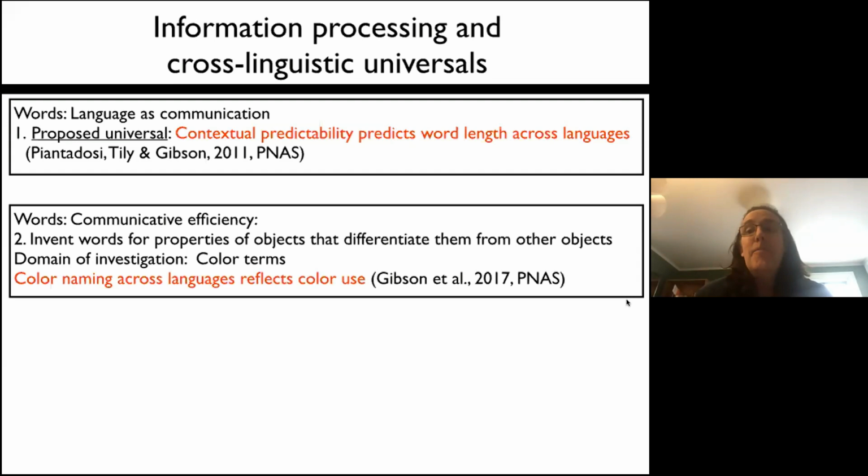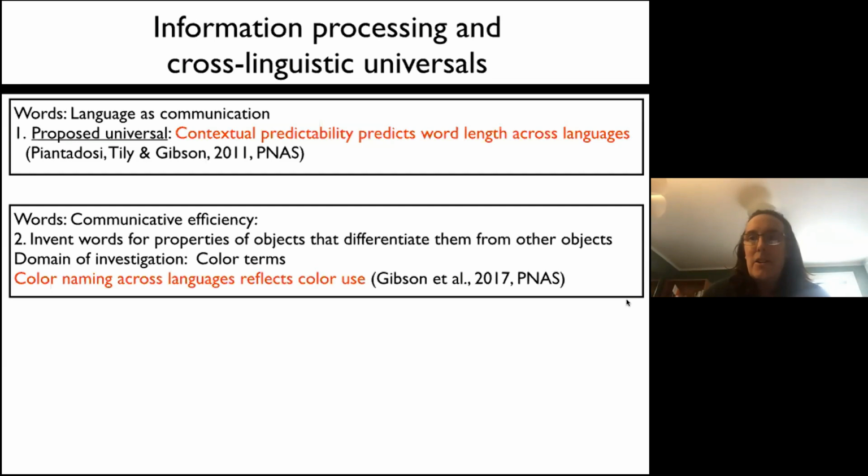Under the communication idea, it's not just because the colors are beautiful or fascinating to us, okay? The colors we see in the environment are actually the same across all kinds of cultures. And for some reason, industrialized cultures have way more labels for colors than non-industrialized cultures. The communication idea potentially explains that. We have objects which are just different in color, and we need words to differentiate those. So that's the idea I'm working with here.